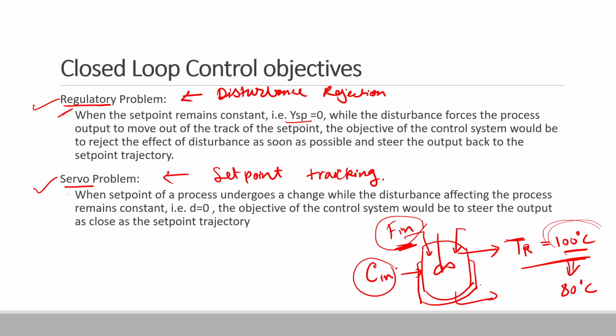Earlier my set point was 100 degrees Celsius. Now we are changing it to 80 degrees Celsius, that is, my new set point will be 80 degrees Celsius. So the control action of the system should be such that it brings the temperature of the reactor to this new set point, 80 degrees Celsius. That is, we are basically tracking the set point of the system. Such a kind of problem we call set point tracking or the servo problem. So there are basically two main kinds of control objective, the regulatory problem as well as the servo problem.